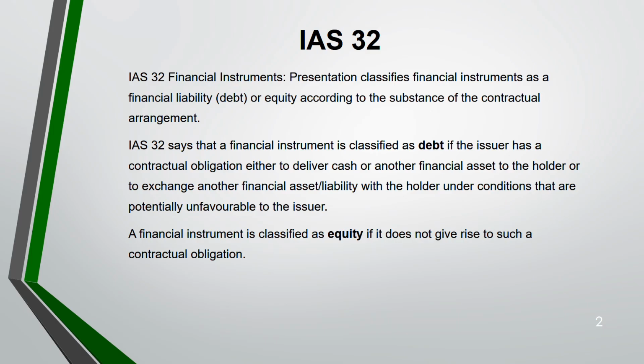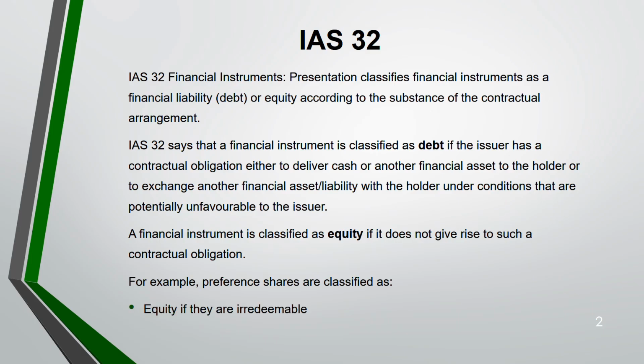So in your exam, you should always see whether there is an obligation for you to pay the cash or not. If no obligation, it's equity. If obligation is there, it's debt. That means financial liability. Now, for example, preference shares could be classified both as equity and liability. If it's irredeemable, it's equity, and if it's redeemable, it will be classified as a debt.